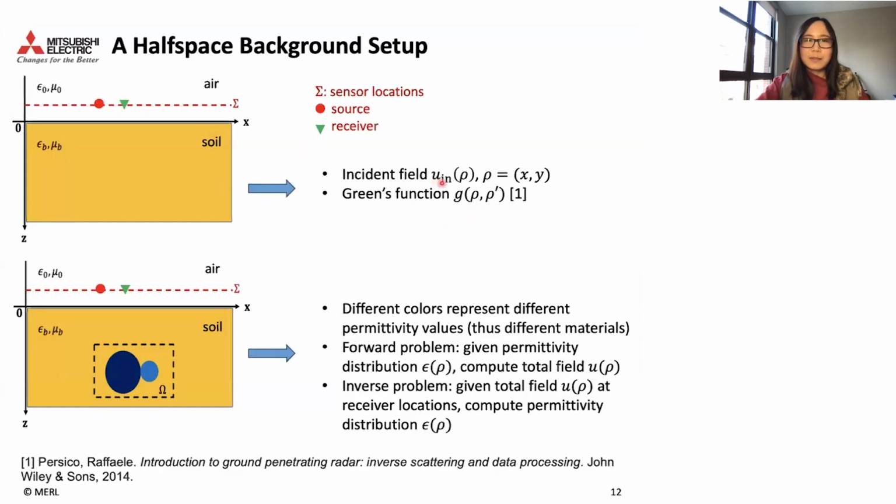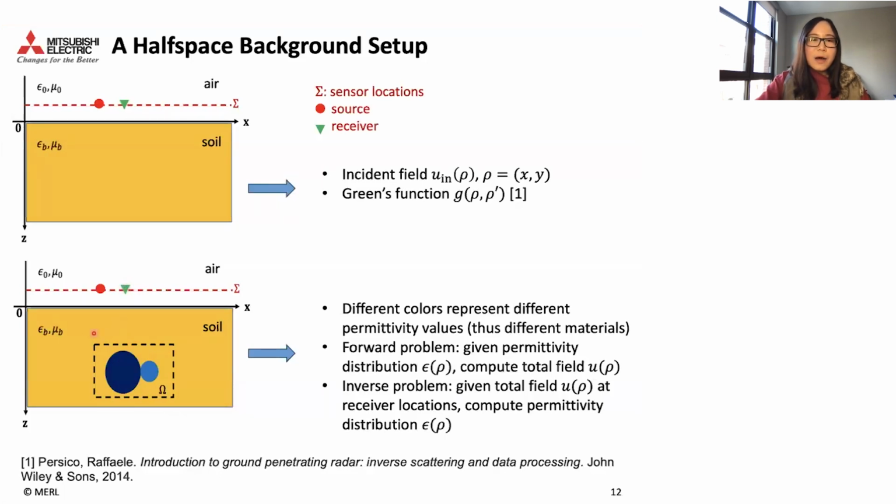And the incident field means whatever we have a source here, and whatever the field is at different locations will be the incident field without any objects in it. And then once we have the object, then we will have a total field that is being received at the receiver. And the inverse problem would be how to reconstruct this object using the data that we collected at the receiver.